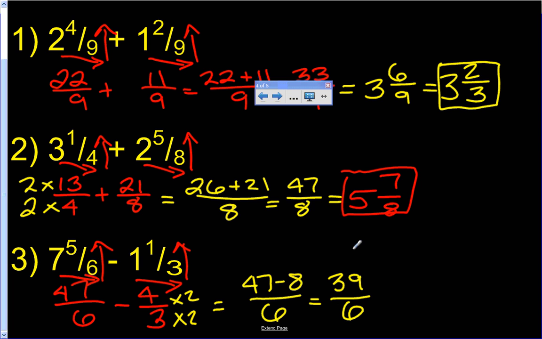How many times will 6 go into 39? It'll go in 6 times. Figure out my remainder. Multiply these numbers. 6 times 6 gives me 36. What's the difference between 36 and 39? It's 3. I can simplify this, right? 3 over 6 simplifies to 1/2 if I divide both of them by 3. So my answer is 6 and 1/2.